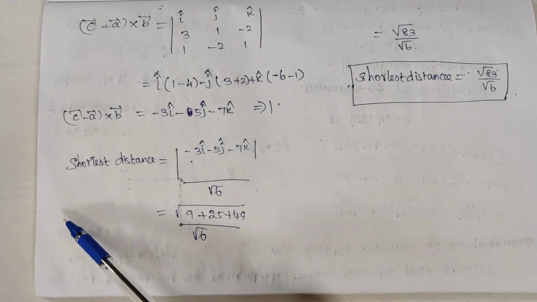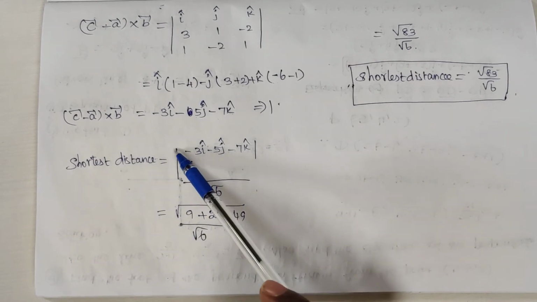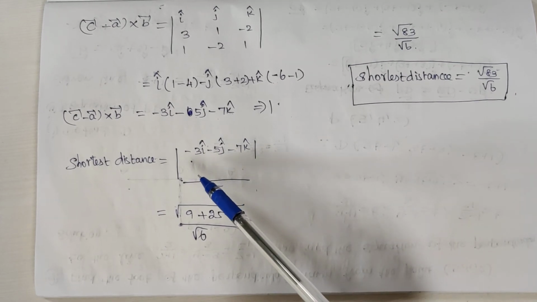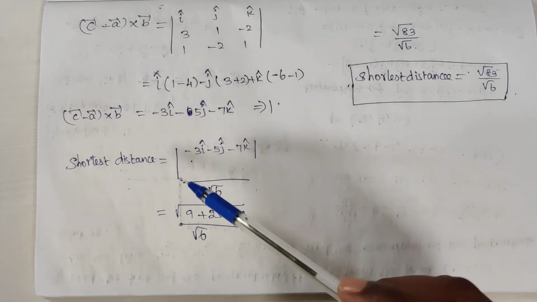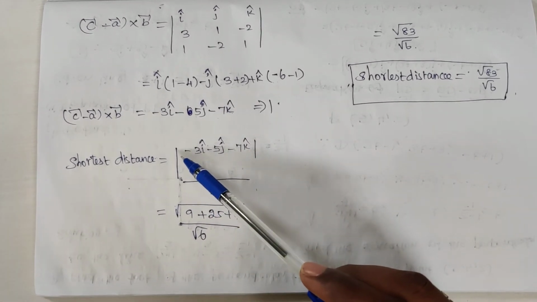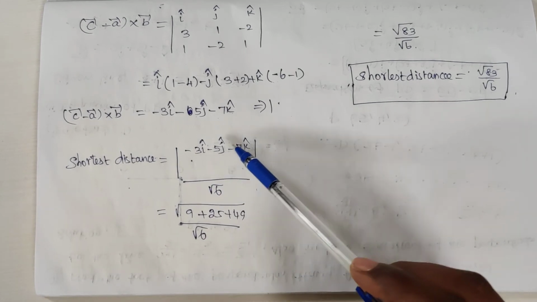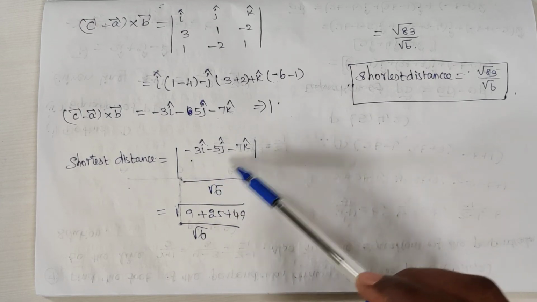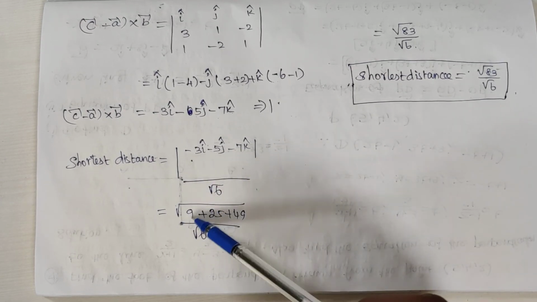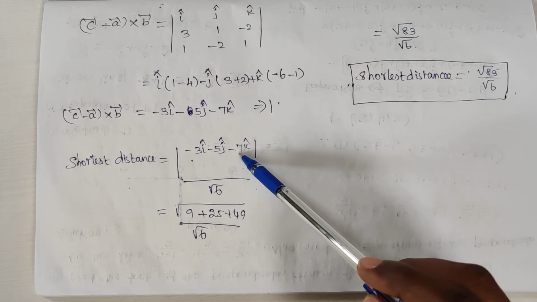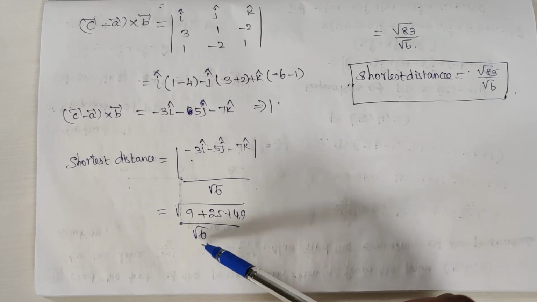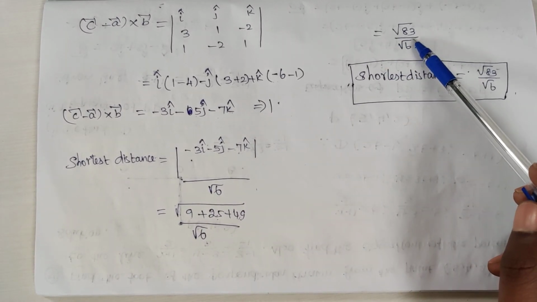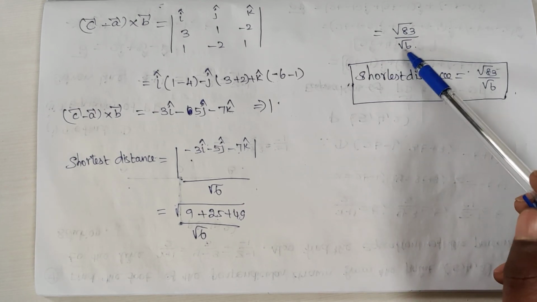But the shortest distance, what's the formula? The modulus of c vector minus a vector cross b vector, the whole divided by modulus of b vector. So modulus of minus 3i minus 5j minus 7k, the whole divided by modulus of b vector value root 6. While taking modulus we'll get square root of minus 3 square value 9 plus minus 5 square value 25 plus minus 7 square value 49, the whole divided by square root of 6. So square root of 9 plus 25 plus 49 is equal to square root of 83. So square root of 83 divided by square root of 6.